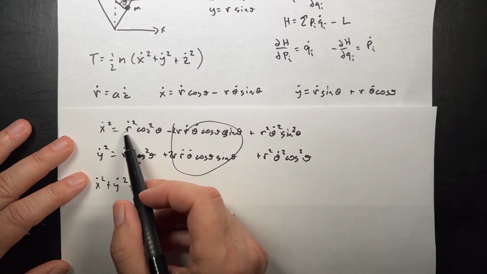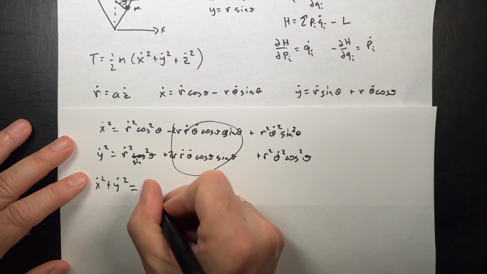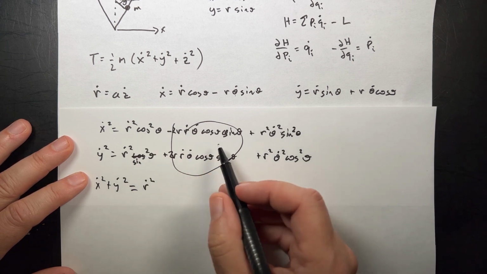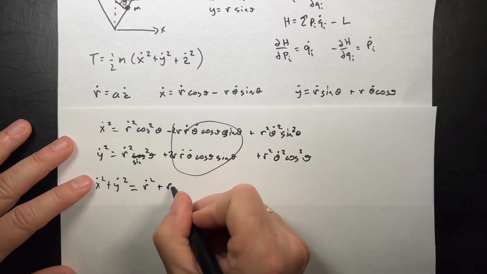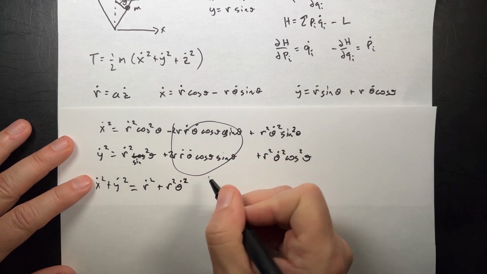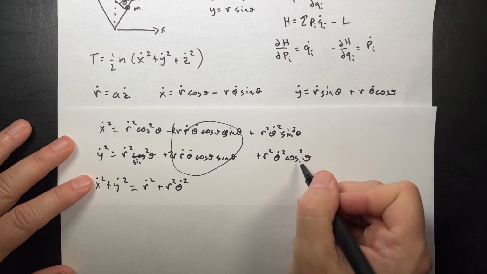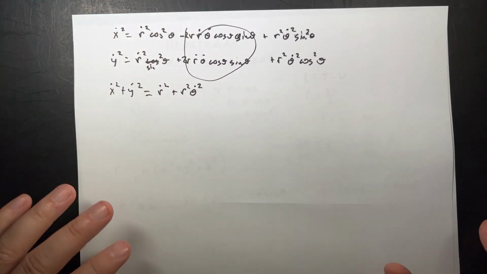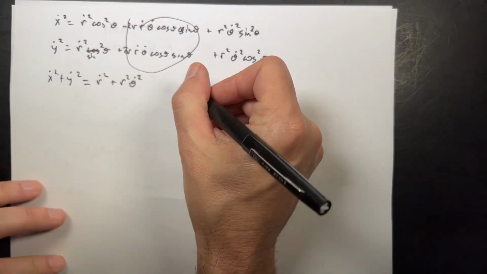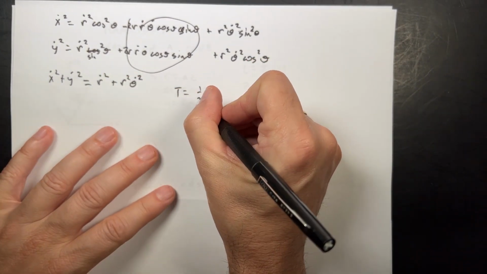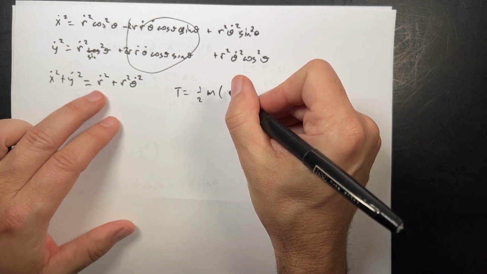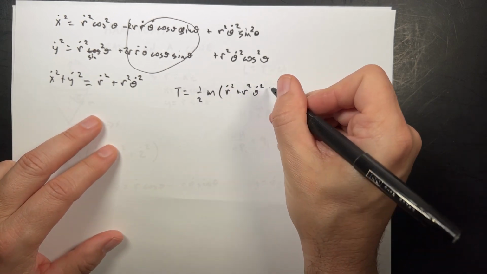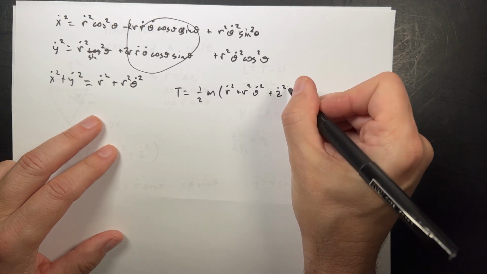Here I can factor out an r dot squared, and then I get cosine squared plus sine squared, which is 1. And then over here I can factor out an r squared theta dot squared, and then I get sine squared plus cosine squared, which is 1. So that's it. So now I can write my kinetic energy term. T is 1/2 m times r dot squared plus r squared theta dot squared plus z dot squared.